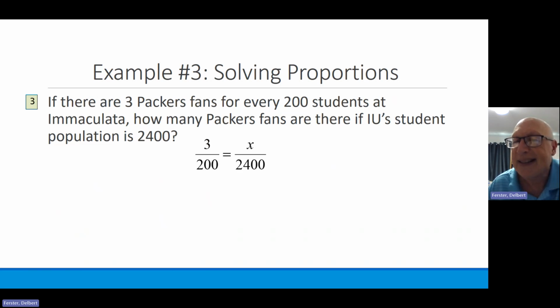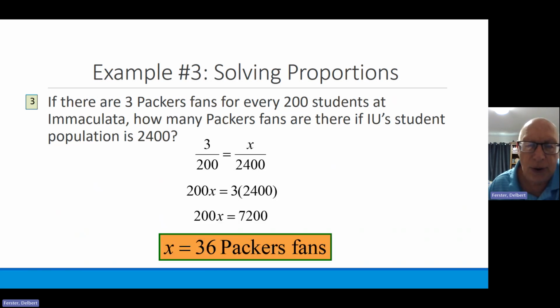3 is to 200 as x, how many, is to 2,400? And a cross multiply gets us going on. And there's 200x on the right side, 3 times 2,400. Calculator if you wish. Good news is we found 36 Packers fans.